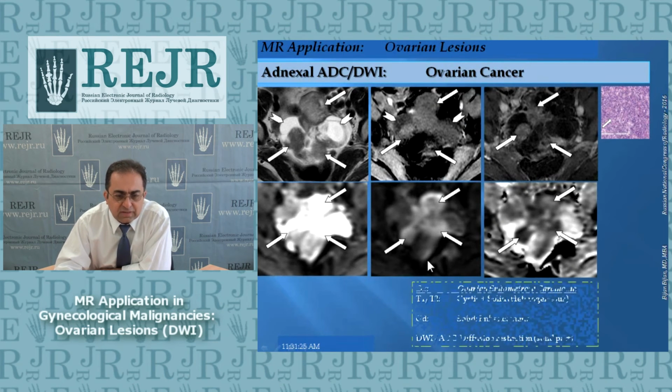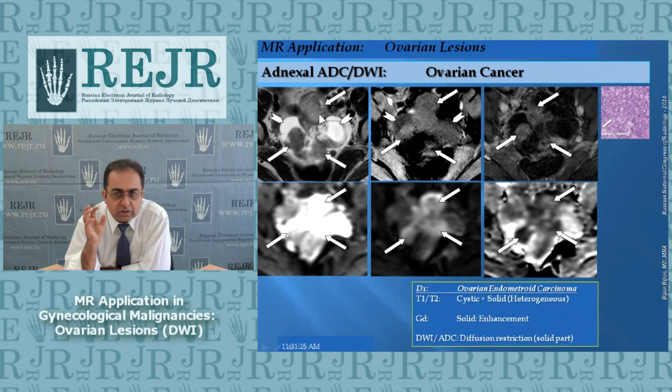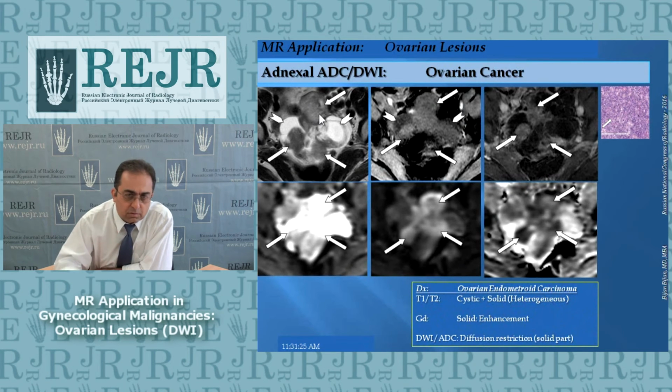Take a look at this one. This is an example of endometrioma with endometrioid carcinoma. As you see, there's a cystic component and multiple solid components. And when you want to check the DWI, you check the DWI in the solid component of it. So, for example, here you see the solid component, which shows high signal on DWI and low signal on ADC.